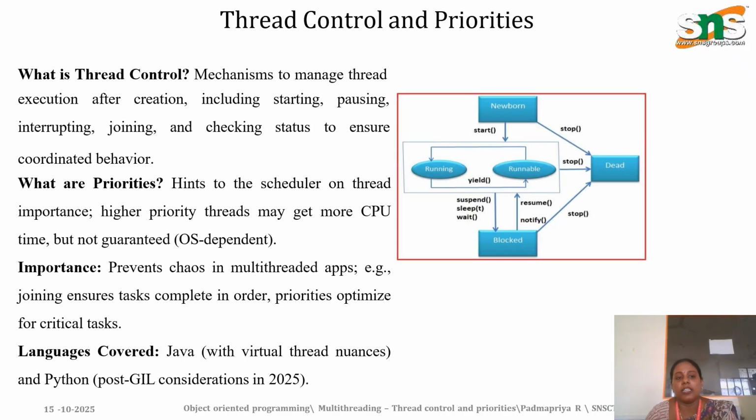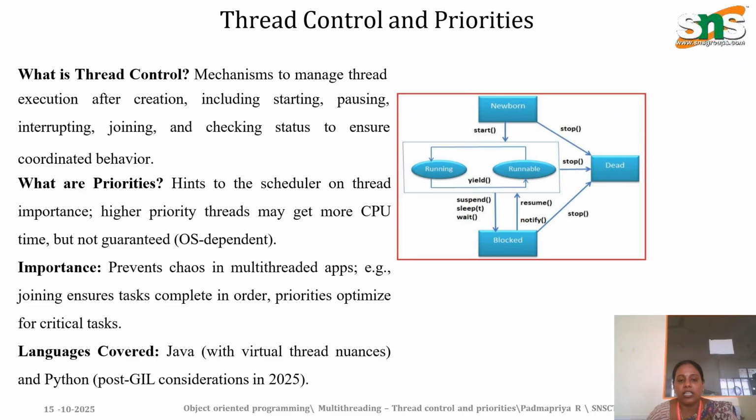Next, what does thread control mean? It's the mechanism for creating a thread, executing it after creation, and starting, pausing, interrupting, joining, and checking status to ensure coordinated behavior. So what do priorities mean? When a thread is given the highest priority, it may get more CPU time, but that is not guaranteed. What is the importance of thread control? It prevents chaos in multi-threaded apps: joining ensures tasks complete in order, and priorities optimize for critical tasks.